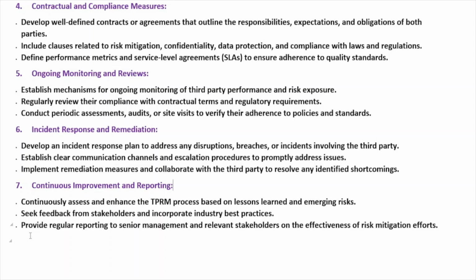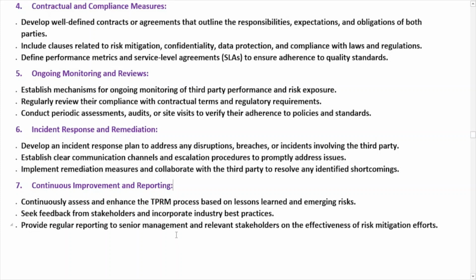So in this step, ABC Corporation continually needs to improve its third party risk management process by incorporating feedback from customers and from internal stakeholders as well. They need to stay updated on emerging risks in the call center industry and try to adopt best practices accordingly. They also need to ensure that regular reports are provided to senior management, and they need to highlight the effectiveness of risk mitigation efforts and the performance of the call center provider as well.